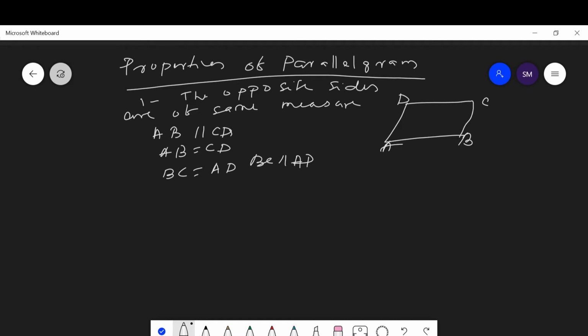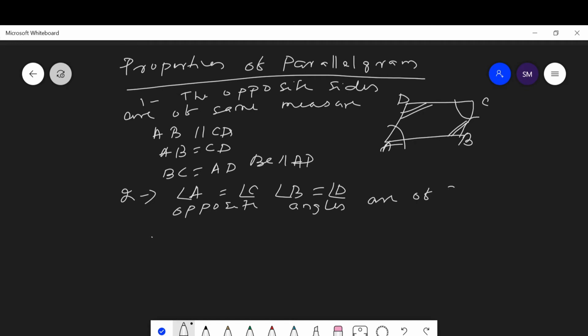Then another property: opposite angles are equal. Angle A is equal to angle C, angle D is equal to angle B. The second property says that opposite angles are of same measure. Angle A is equal to angle C, angle B is equal to angle D. This says opposite angles are of same measure.